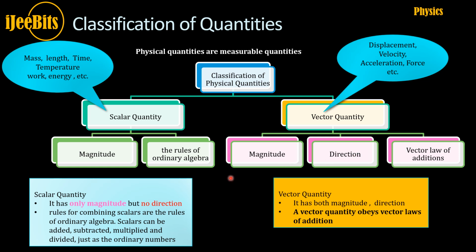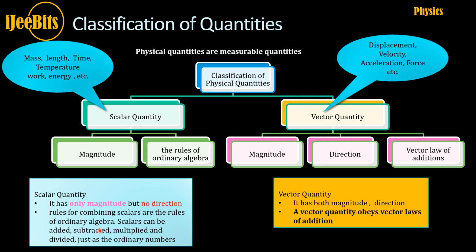And one more important parameter that you have to understand is how you add two scalar quantities or two vector quantities. The rules for combining scalars are the rules of ordinary algebra. We know, right? Ordinary algebra: addition, subtraction, multiplication, division, as if adding two numbers or multiplying two numbers, subtracting one number from another, things like that, right?